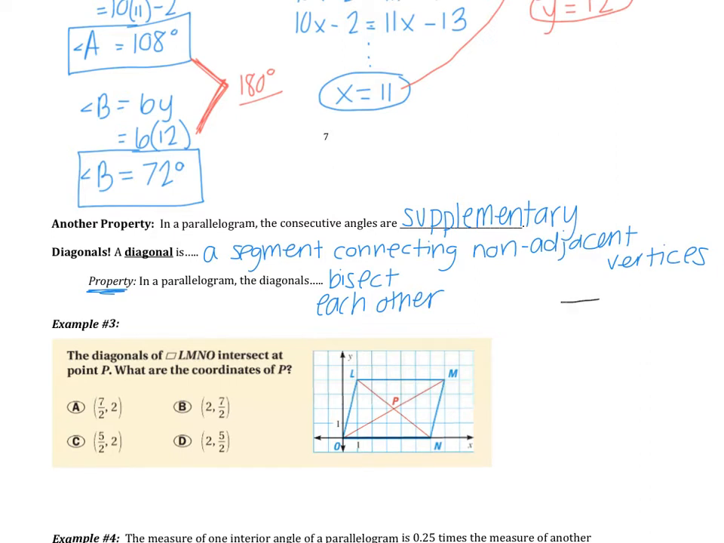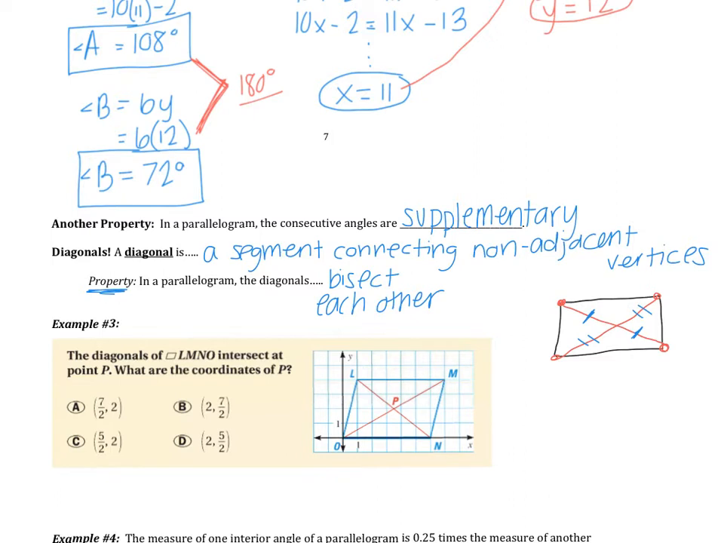So here is any shape. I'm just going to do a rectangle, it turns out to be. The diagonal connects non-adjacent vertices. So that is a diagonal. And you also have one from the top right to the bottom left. That's a diagonal. The cool fact is that they bisect each other, which means this segment is congruent to this one, and this segment is congruent to that one, because they both are bisected.